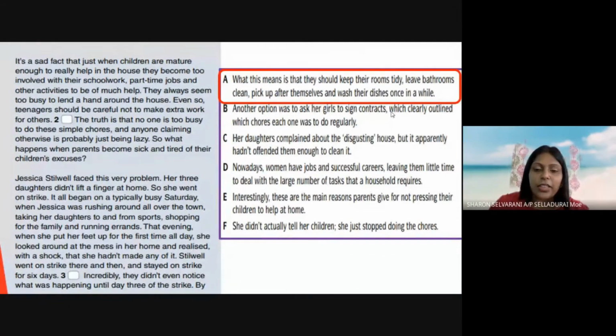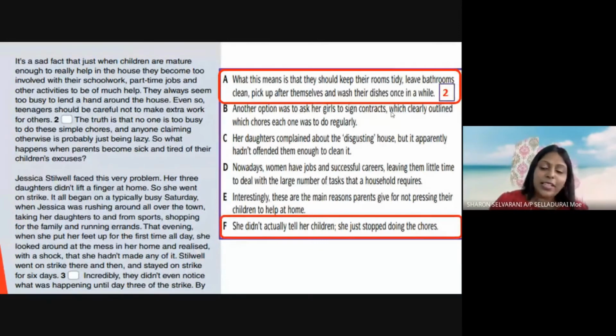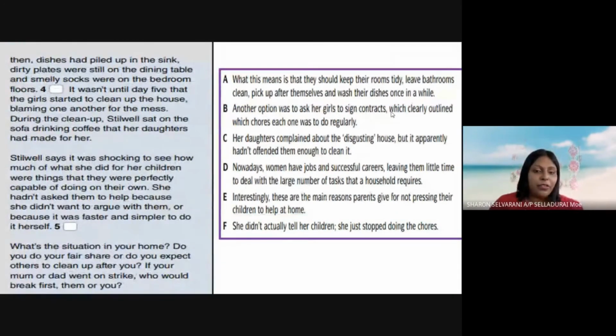Okay, let's just check the answer. The answer is F. All right, you can see it, right? Because she just went on a strike. Strike meaning she just stopped working. Okay, you see it's interrelated. Okay, let's look at the next paragraph.